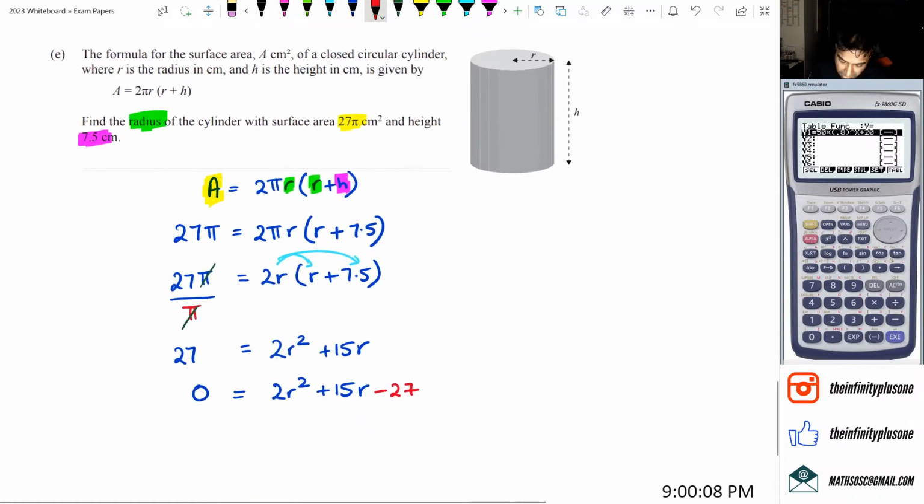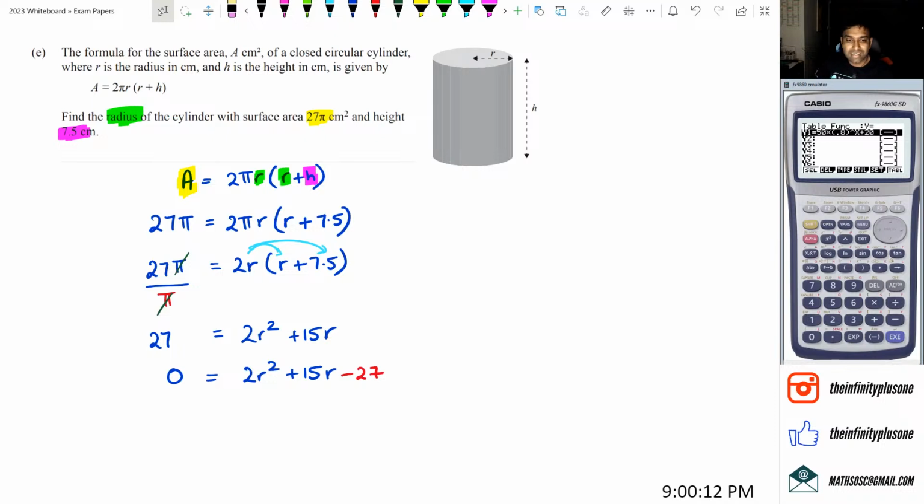minus 27. Now at this point, it's a quadratic, guys, and we've talked about this already in the last 3 or 4 questions that we did. We are going to factorize this quadratic and solve for r. So the way I'm going to do this, as usual, I'm going to take the 2, multiply with the 27, which means I'm looking for something that multiplies to minus 54 and also adds up to plus 15. It's always fun, right? What are these numbers going to be? 9 and 6. There we go. Negative 9, negative 6.